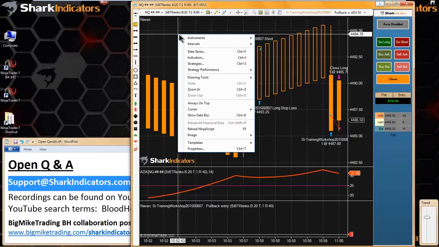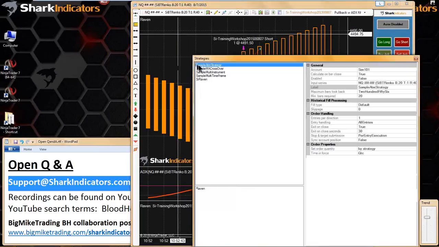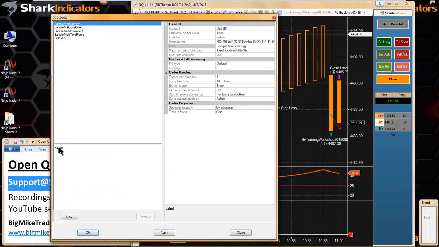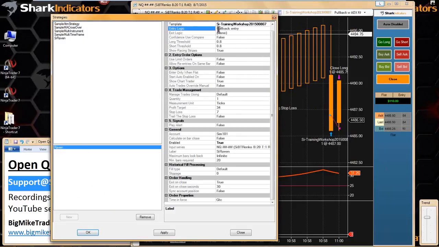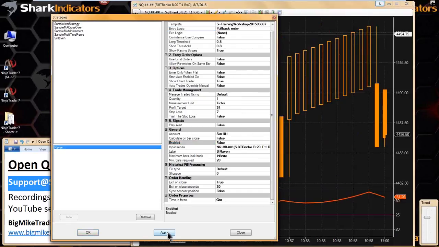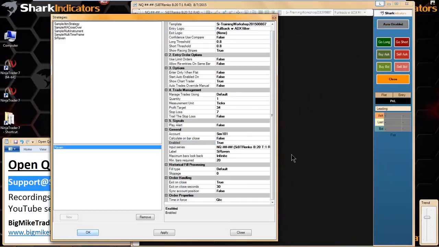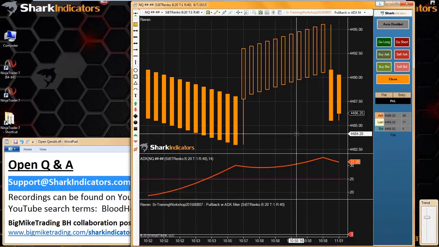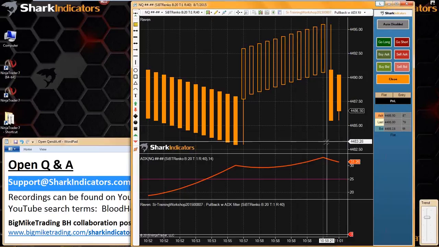So, as I go into the strategies, take a look at Raven. Remember, Raven is trading just the pullback entry. It's not trading that new one. So let's turn this off. And I need to tell Raven to trade our ADX one. There we go. Alright, and now let's turn this back on. There we go. Turn Raven back on.